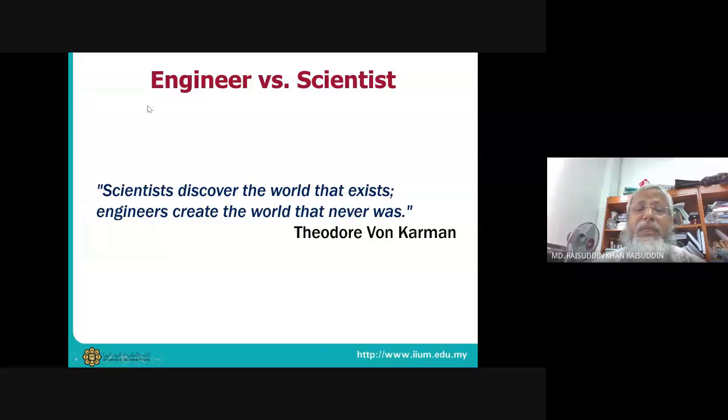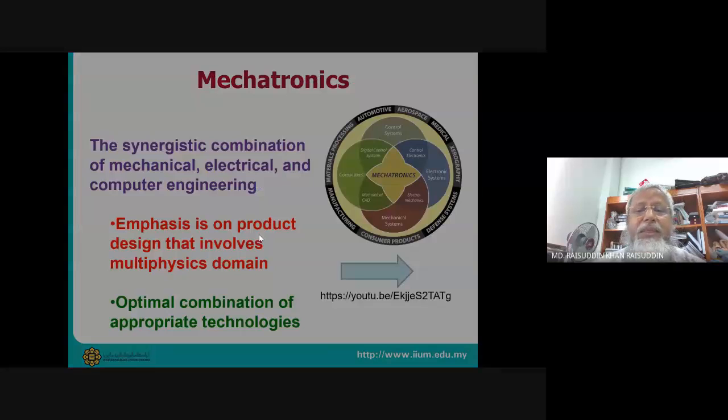And here you see there is a difference between engineers and scientists. Scientists, you understand very well, the physicists and chemists who are working around, they are the scientists. The scientists discover the world that exists. That means what is happening, why the Earth is rotating about the sun, or how the solar system is organized. So these are basically the discoveries of science. Engineers create the world that never was. There was no car on Earth, so engineers created the car. There was no handphone on Earth, so engineers created the handphone.